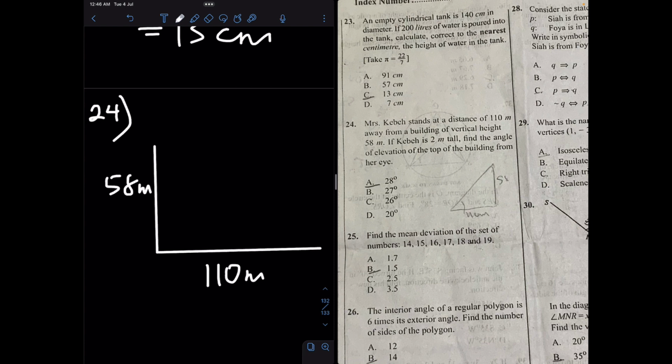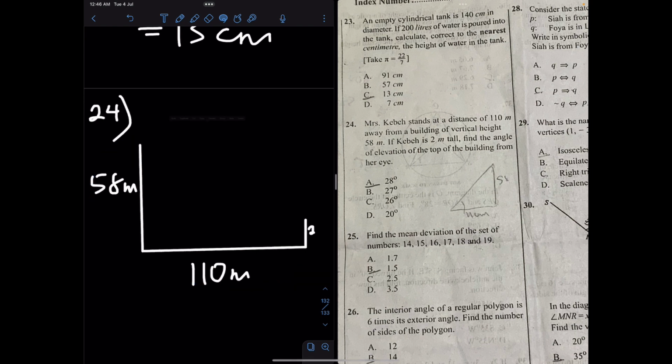If KB is 2 meters tall, find the angle of elevation of the top of the building from her eye. So if this is Mrs. KB and she's 2 meters tall, let me make more space for that. Mrs. KB is 2 meters tall. Find the angle of elevation of the top of the building from her eye. So this is where the angle of elevation will be.